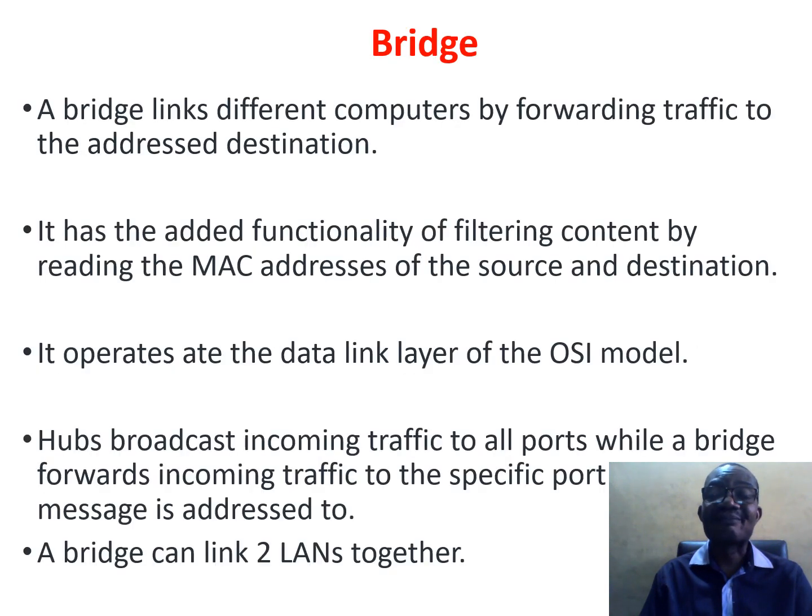The next type of network device is a bridge. A bridge links different computers by forwarding traffic to the addressed locations. It has the added functionality of filtering content by reading the MAC addresses of the source and destination. A bridge is more advantageous than a hub or a repeater.